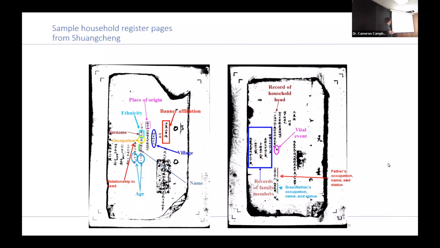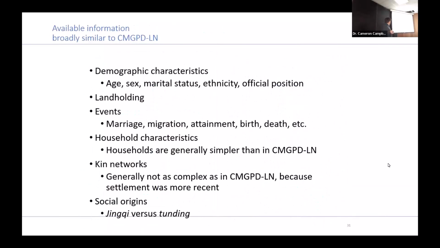I showed these yesterday, so I won't go into too much detail. Again, the available information is pretty similar. The households tend to be smaller than in Liaoning, and the kinship networks are not as complex because it was a recently settled population. So you had essentially atomized households showing up in the mid-19th century. You didn't have much time for extinction processes to generate very large kin groups, whereas Liaoning had been settled for some time before the registers become available. So there had already been a lot of extinction.